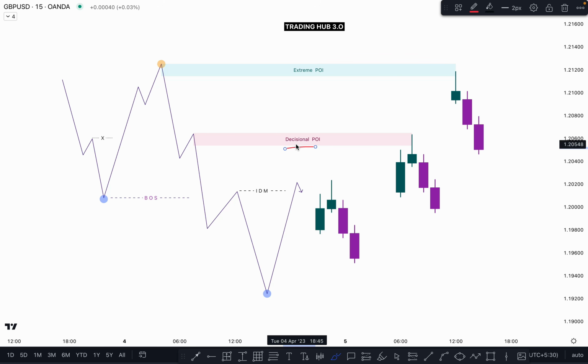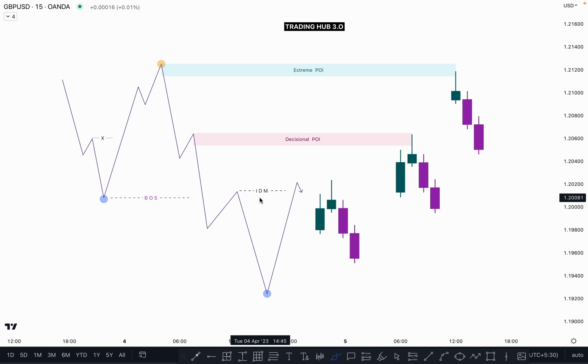To take this type of confirmation, I use the single candle order block, which I cover in this video. This is very important and very powerful for you. This process will help you understand what to do when the market taps on your decisional and extreme POI, and how you can deal with it in a candlestick formation, right?